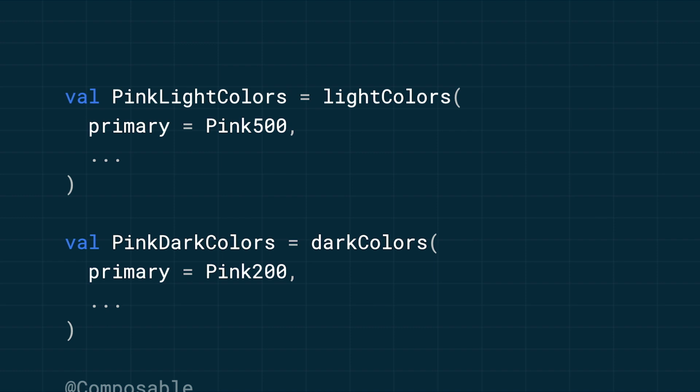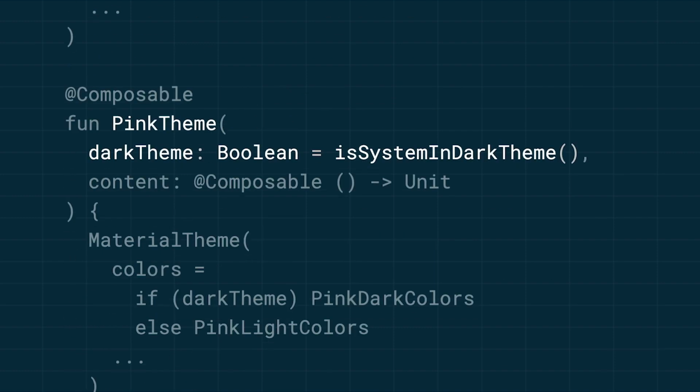As we saw before, Compose models colors as a collection of color values. We can support dark themes by adding a single parameter to our theme. Here, I'm defaulting it to a function which queries the device's dark theme setting, but you can override it in places where you want a particular theme.